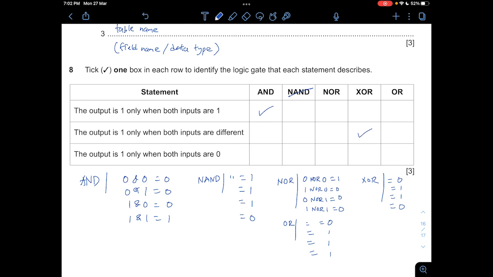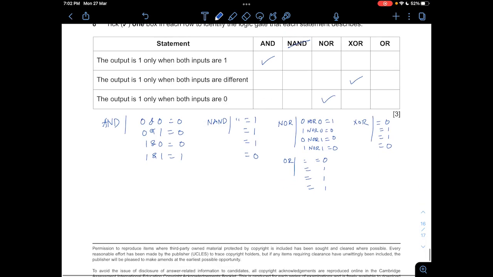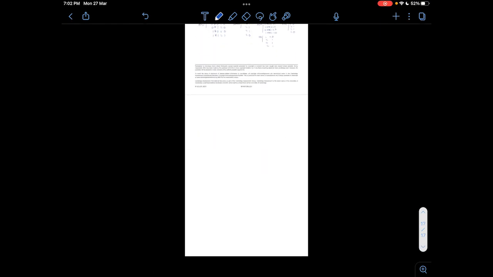The output is 1 only when both inputs are 0, right? Only when both inputs are 0. So this will be NOR, because if you look at all the others, either they have 1, either they have 0, or the other answers have 1 as well. So only NOR doesn't have that. So 0 nor 0, you get 1, right? So this is the answer for this one, right? So that's the end of this paper.